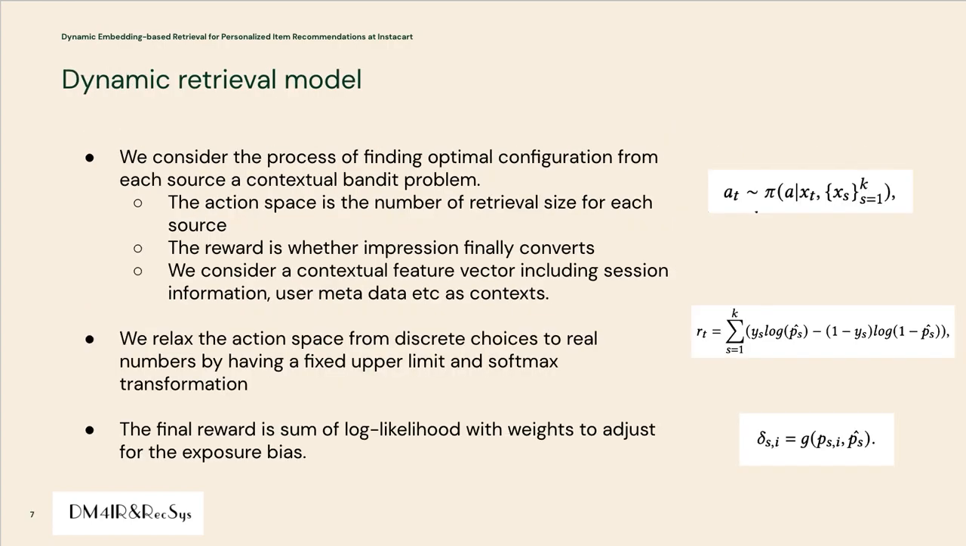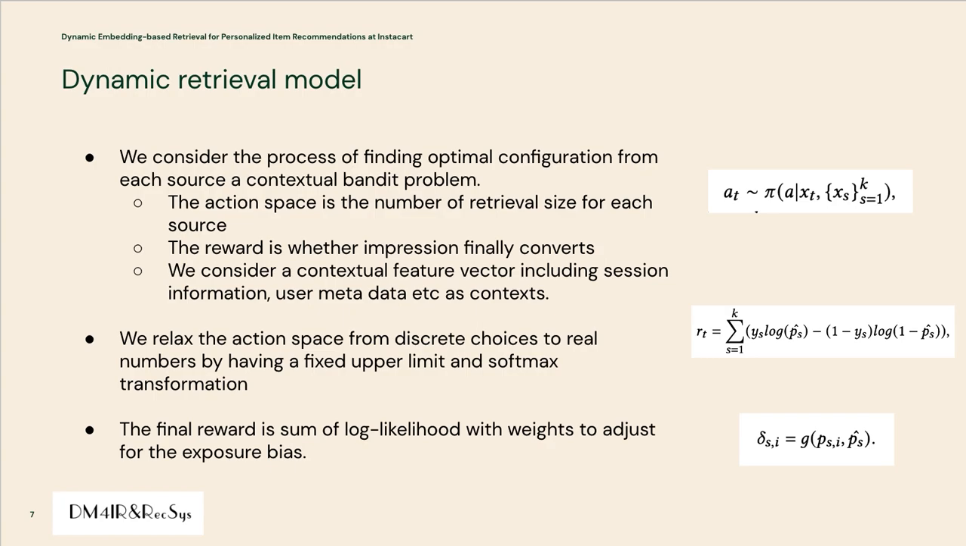As you can see, we have many different sources to retrieve from, each catering to a specific signal. But the problem is that we have a limited budget for the total number of items we can rank, and we need to find an optimal configuration for each retrieval source. We consider this problem as a contextual bandit problem. Basically, the action space is the number of items to retrieve for each source, and we consider whether there is a conversion as the reward. We also include other session information and user metadata as contextual features.